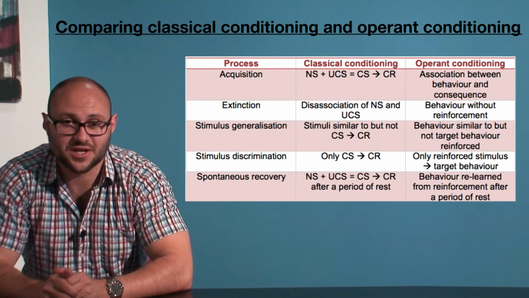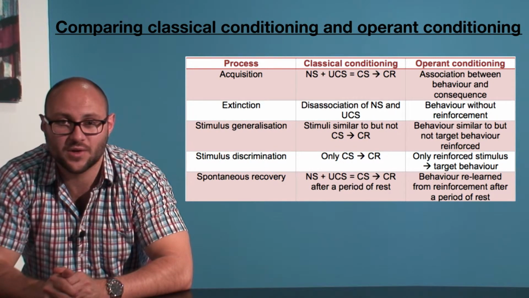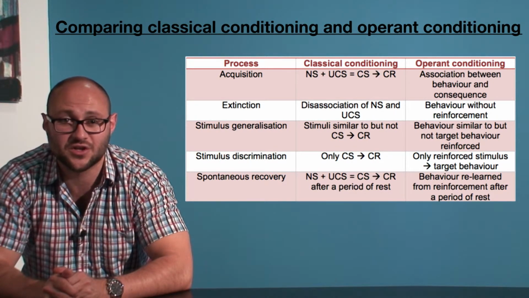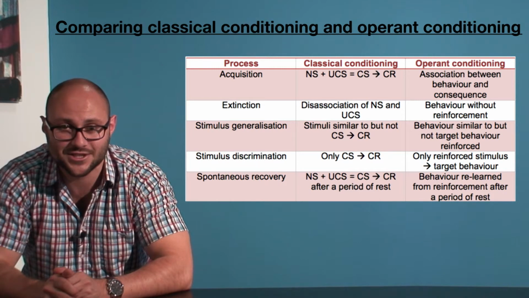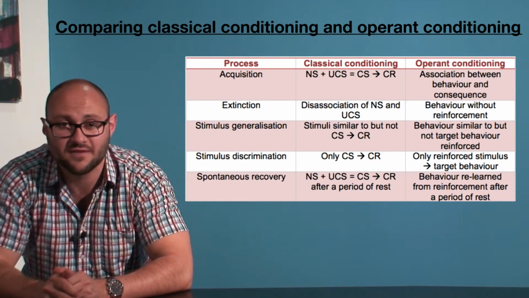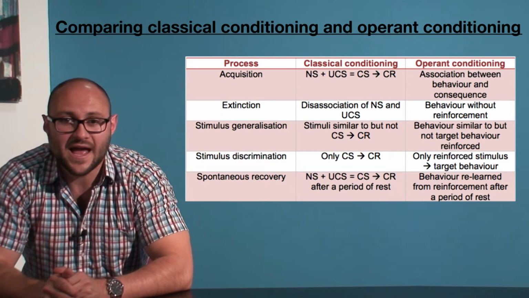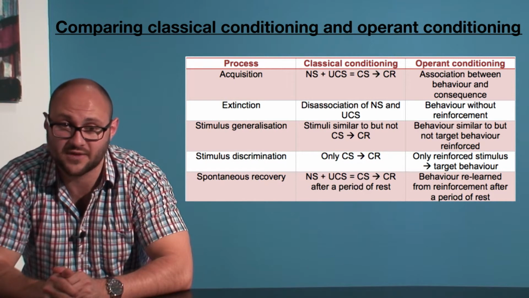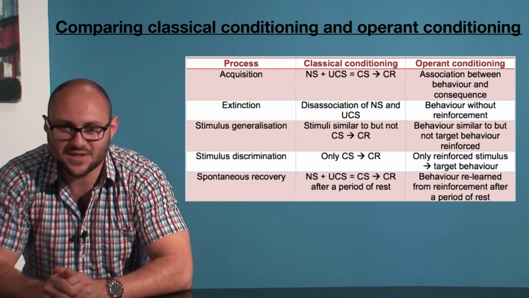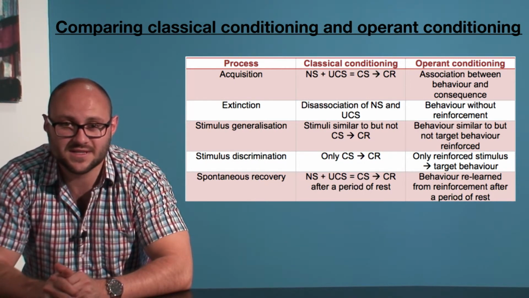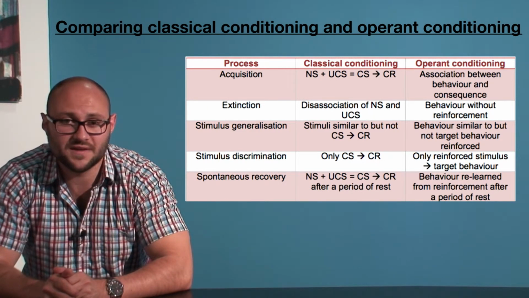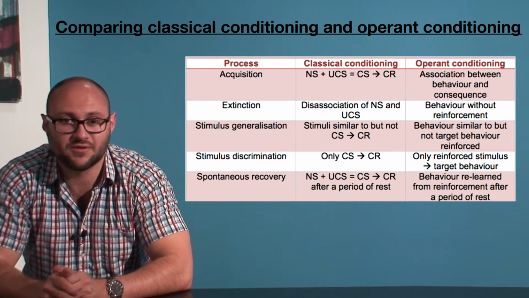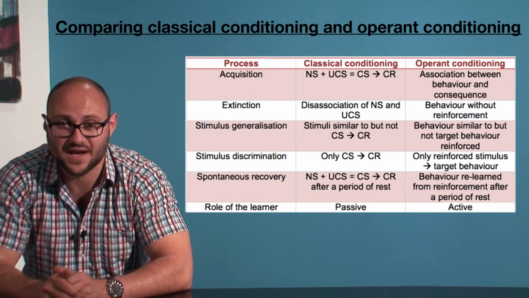In classical conditioning, spontaneous recovery can occur when the conditioned response is produced when the neutral stimulus and unconditioned stimulus are associated again, following a period of rest. And in operant conditioning, it occurs when a behaviour is relearned following reinforcement, following a period of rest. So that covers acquisition, extinction, stimulus generalization and discrimination, and spontaneous recovery. A lot of these are similar for both learning theories, but require the use of language specific to that theory.